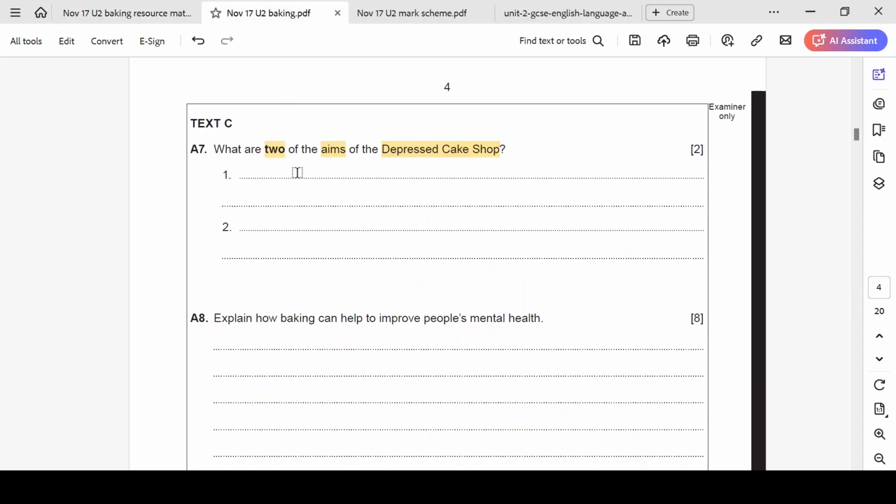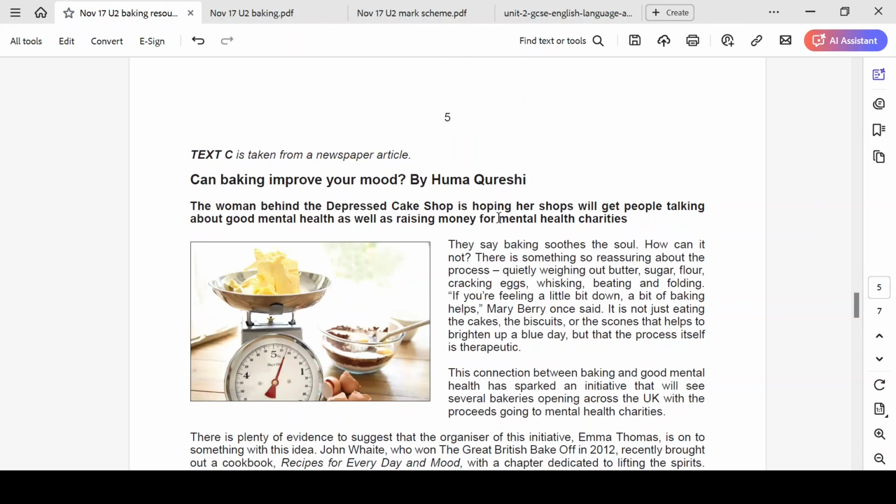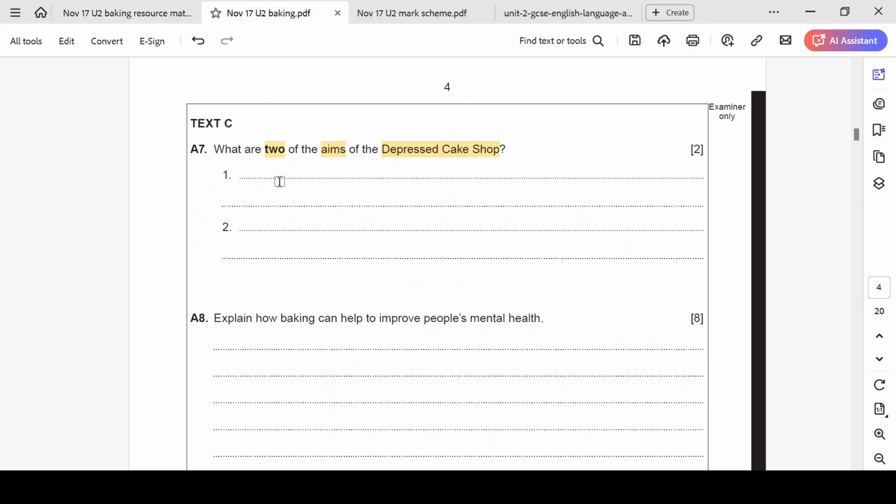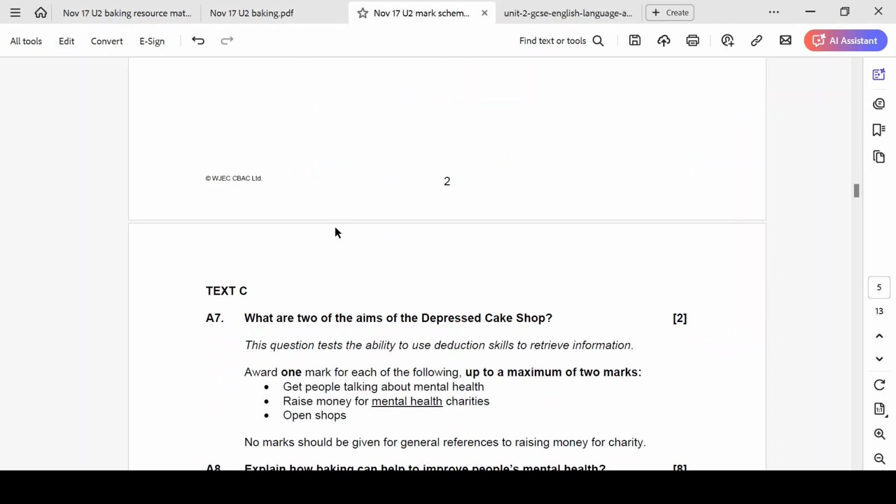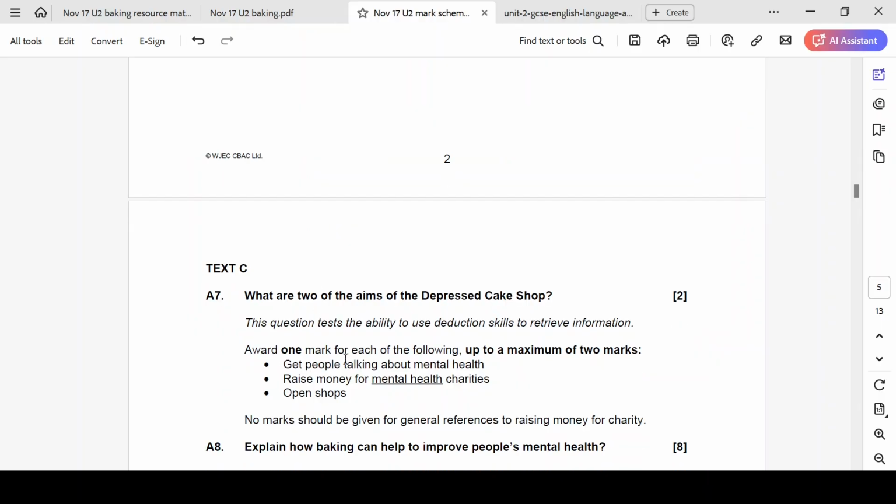The question wanted me to find 2 of the aims. So she's hoping it will get people talking about good mental health, and she's hoping that it will raise money for mental health charities. So that's roughly what my answer is going to be, but always a good idea when it's worth more than 1 mark, just to try and use your own words where possible. Just quoting sometimes doesn't get you very far. So I'm just going to jump to the mark scheme just to prove that they want something a little bit different from just a straightforward quote, isn't it?